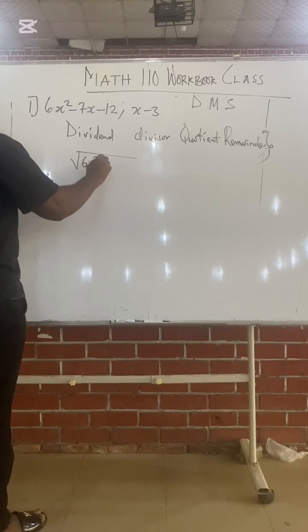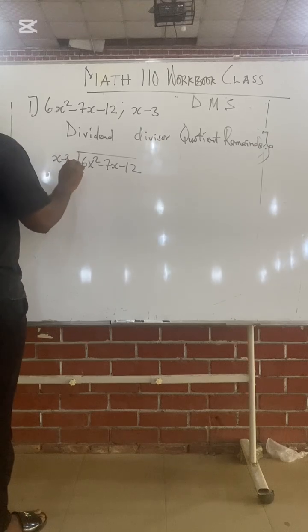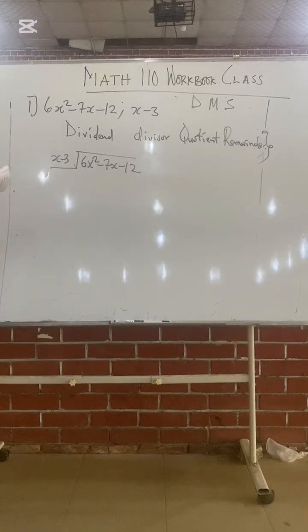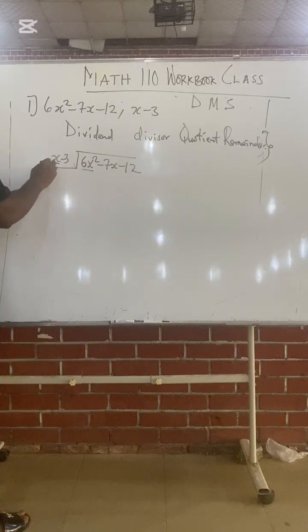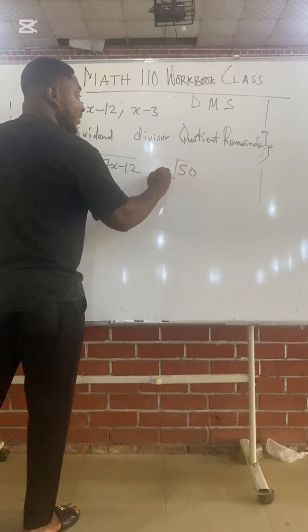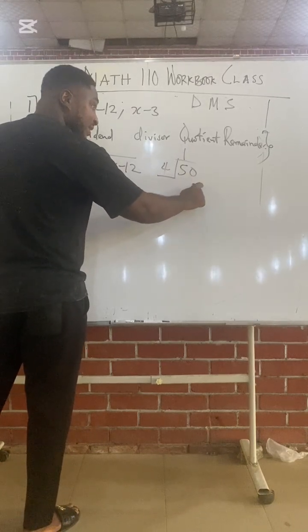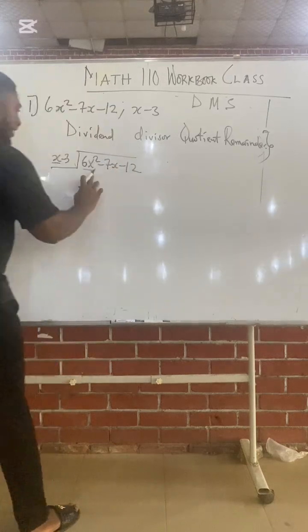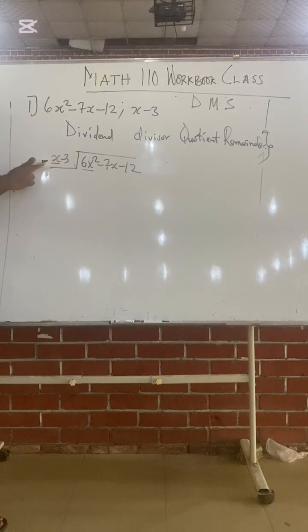6x squared minus 7x minus 12, divided by x minus 3. Class, when doing long division, follow me carefully. Take the first term here divided by the first term. Even when we were doing 50 divided by 4, remember, I did not bother about the 0 first. 5 divided by 4, put 1. Same thing here. Forget about all the others. Just take the first term here, divide by the first term.